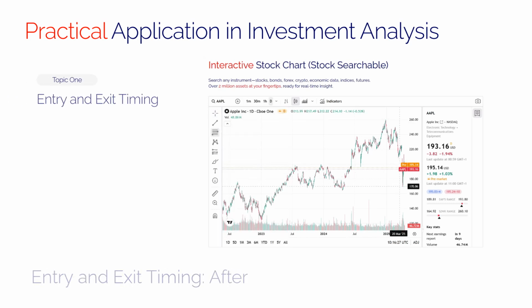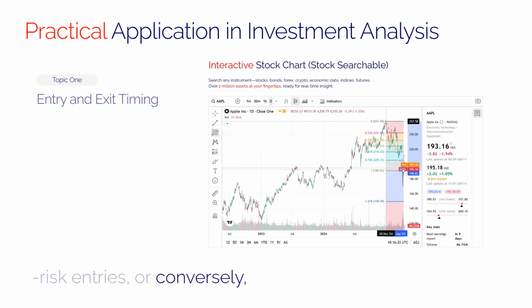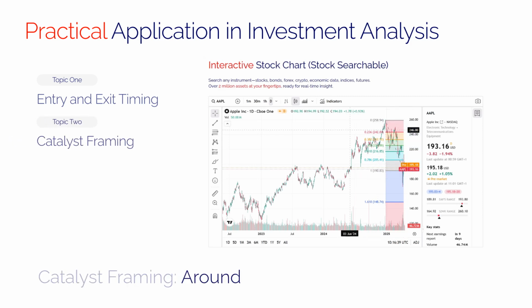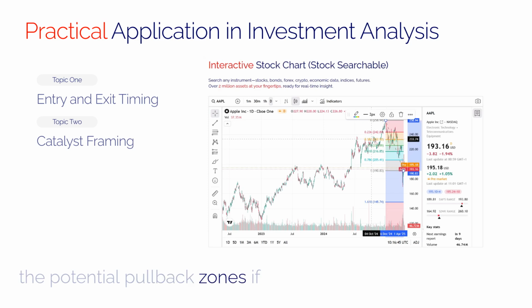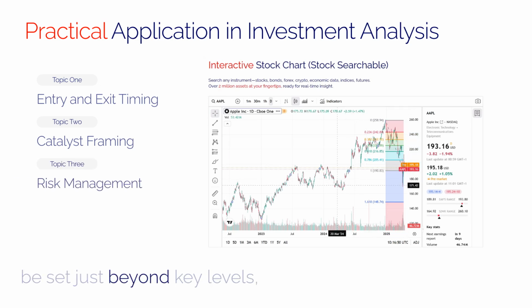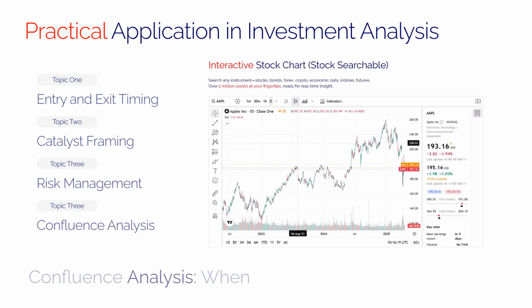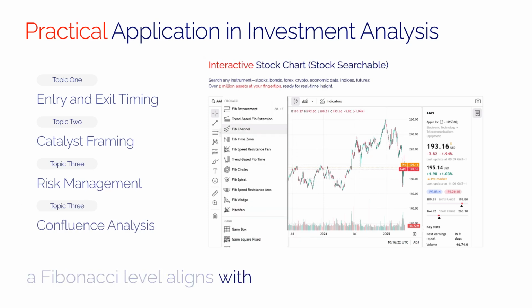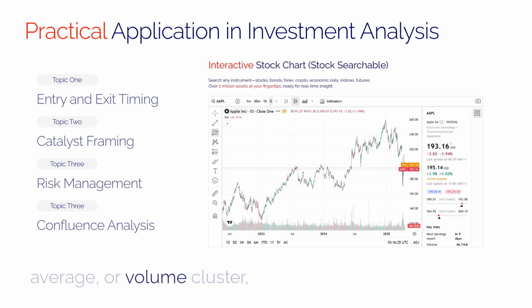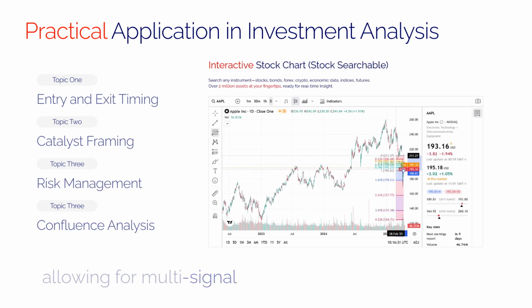Entry and exit timing. After a large upward movement, analysts can identify pullback levels that may offer lower risk entries, or conversely, places to take profit in anticipation of resistance. Catalyst framing. Around events like earnings or regulatory announcements, retracement levels help frame the potential pullback zones if sentiment sours, guiding scenario planning. Risk management. Stops can be set just beyond key levels, providing a logic-based structure for capital preservation. Confluence analysis. When a Fibonacci level aligns with a prior breakout zone, moving average, or volume cluster, the likelihood of price reacting at that point increases, allowing for multi-signal confirmation.